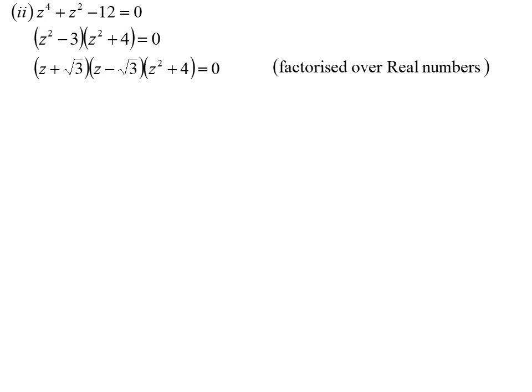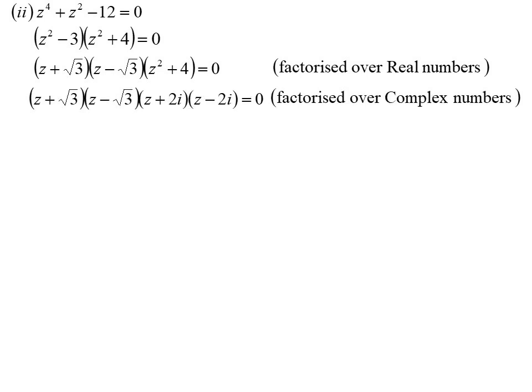But if we were to then take it over the complex field, now you could factorise the z²+4. It gives us our four solutions. As I say, because it's an equation, I didn't really need to do those last two lines, because I could have simply gone from the second line and said, well, z² is equal to 3, or z² is equal to −4, and go from there.